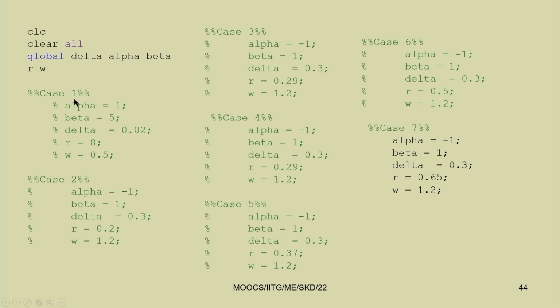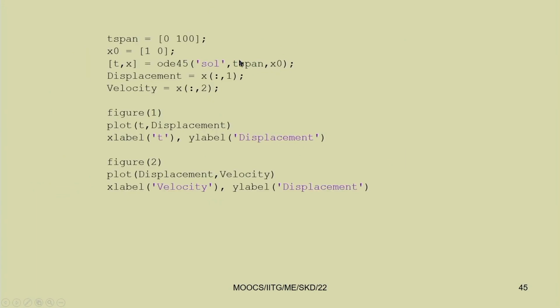For example, here we have taken 7 cases, the first case I have just shown. Here alpha is taken to be 1, beta 5, delta 0.02, r equal to 8 and omega equal to 0.5. Similarly, 7 different cases have been taken, and this is the simple ODE45 code you can write. You can write this taking an initial condition, for example let us take initial condition x0 equal to [1 0]. So, [T, x] equal to ODE45. You can write this first order differential equation, that is saved in a file SOL.